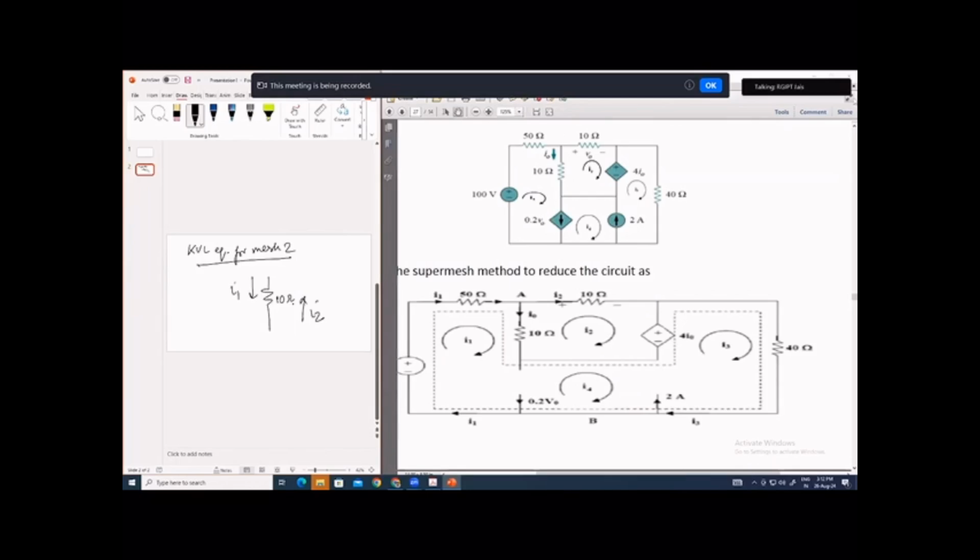So both I1 and I2 are unknown. I have already told you that if you are considering a particular mesh, you have to assume that mesh current is the highest among all other currents. Since we are considering mesh 2, we will consider I2 greater than I1, so the net current will be flowing in this direction.